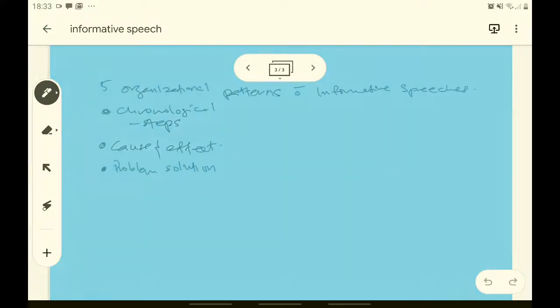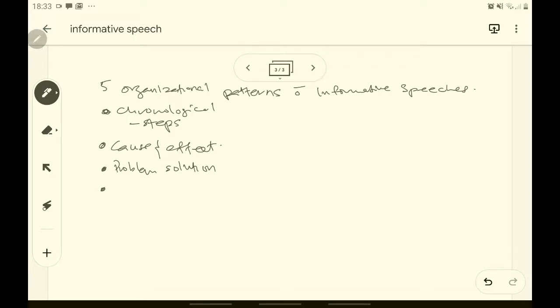And the third one is spatial. So spatial is related to space. This pattern is used when describing a topic by focusing on the arrangement of space and emphasizing space. Well, you are actually doing it by focusing on how things are related.